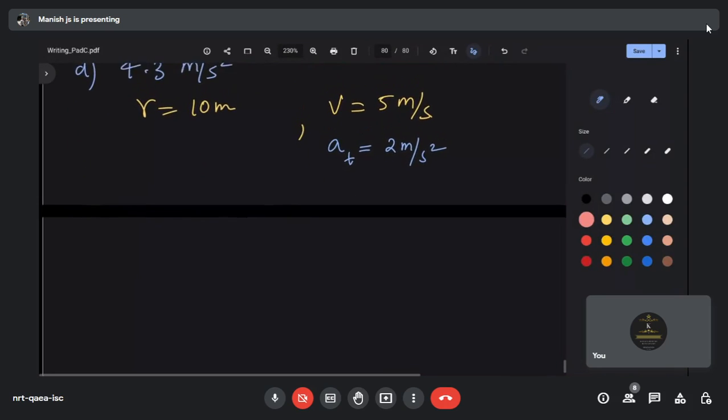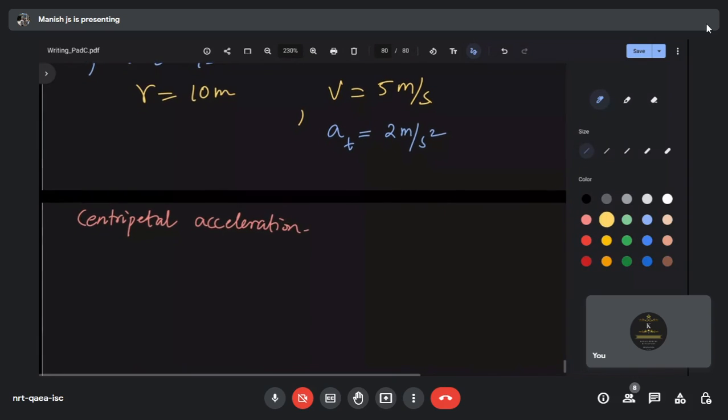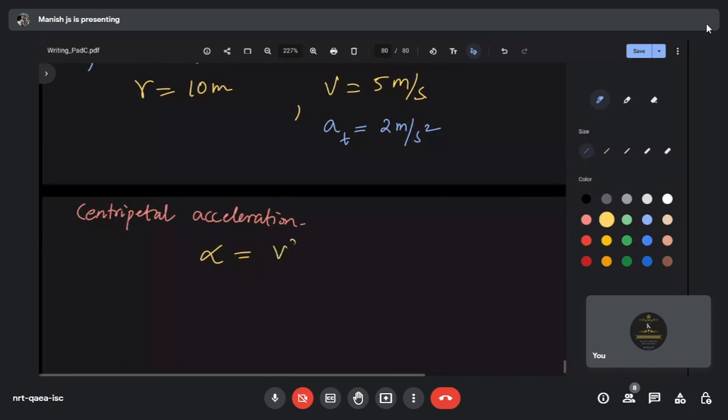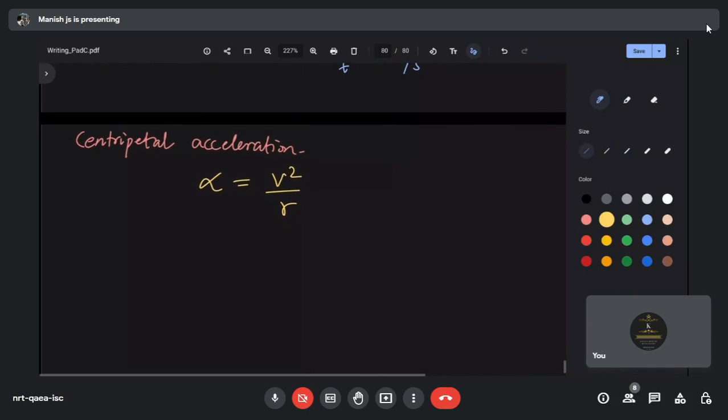So for a circular path you have to apply centripetal acceleration. What is centripetal acceleration? It is given by alpha is equal to v square upon r. சரிங்களா? When mass gets cancelled on both the sides when you are applying Newton's laws, centripetal acceleration is independent of mass. The formula is v square by r. Okay? So alpha is v square by r.